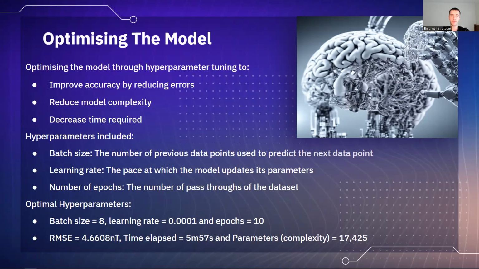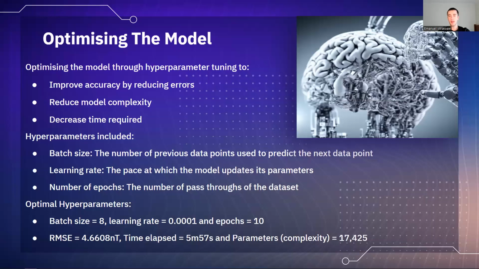The batch size refers to the number of previous data points used in the prediction of the next data point. The learning rate refers to the speed at which the model updates its parameters, and impacts the weight of the network. The number of epochs relates to the number of passes through the dataset.